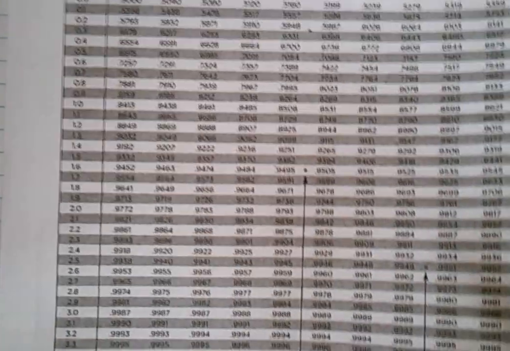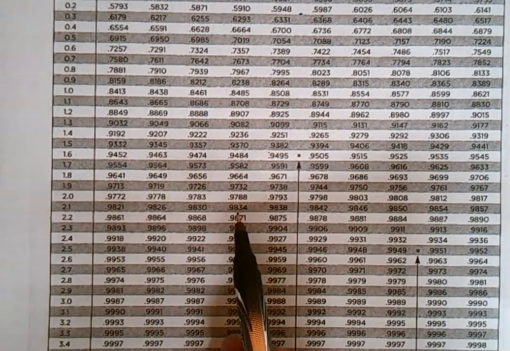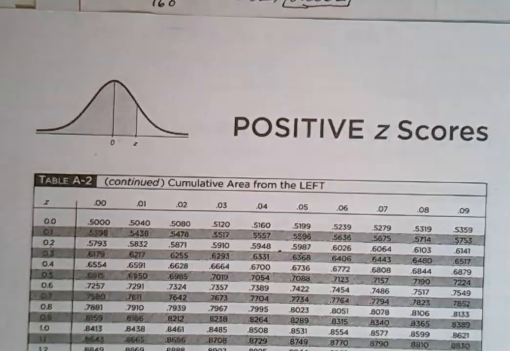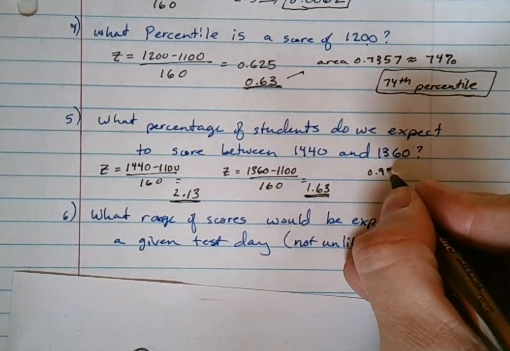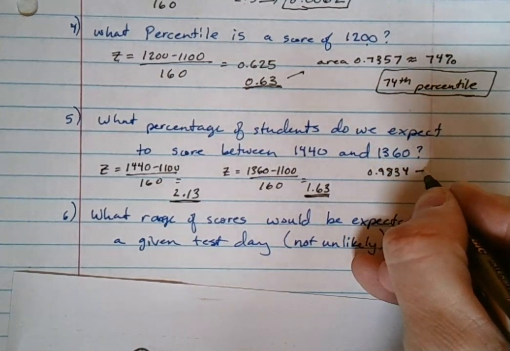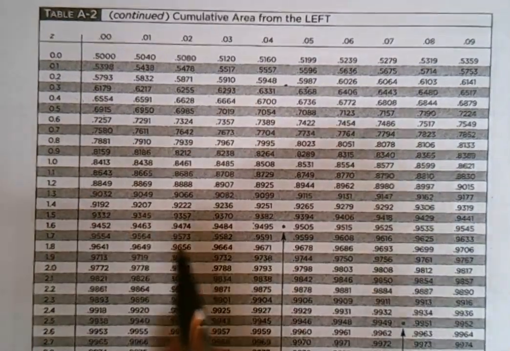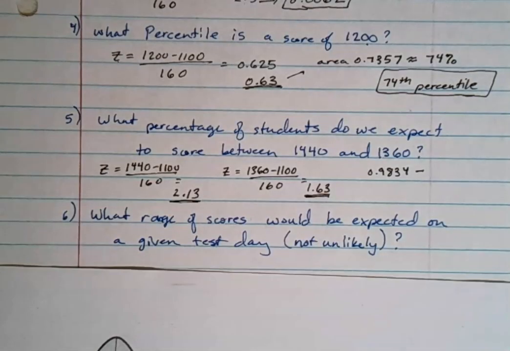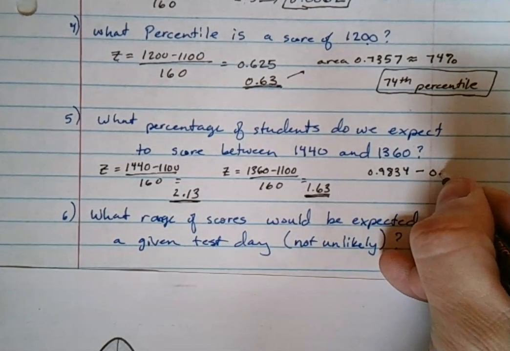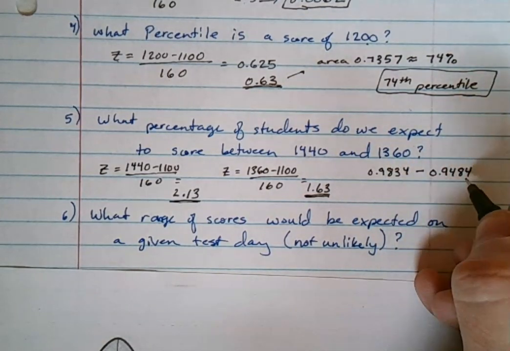So I'm going to find 2.13 is here, 9834. Okay, so it's going to be 0.9834 minus, and then we're going to find our 1.63 area, 9484. Always the bigger one minus the smaller one.